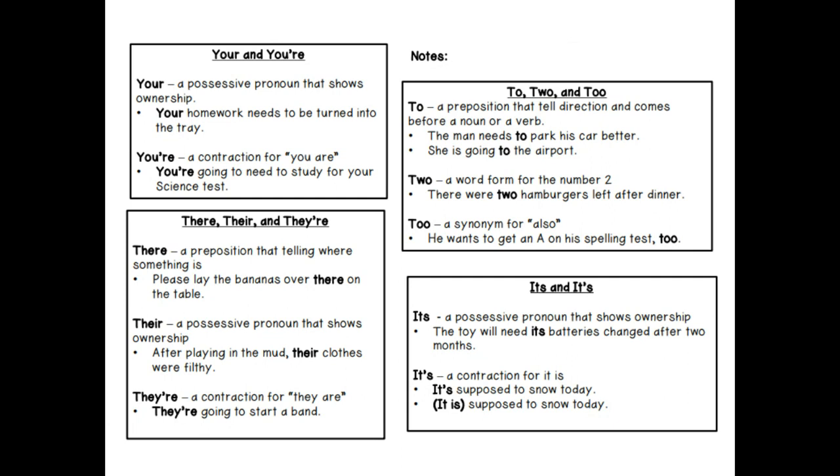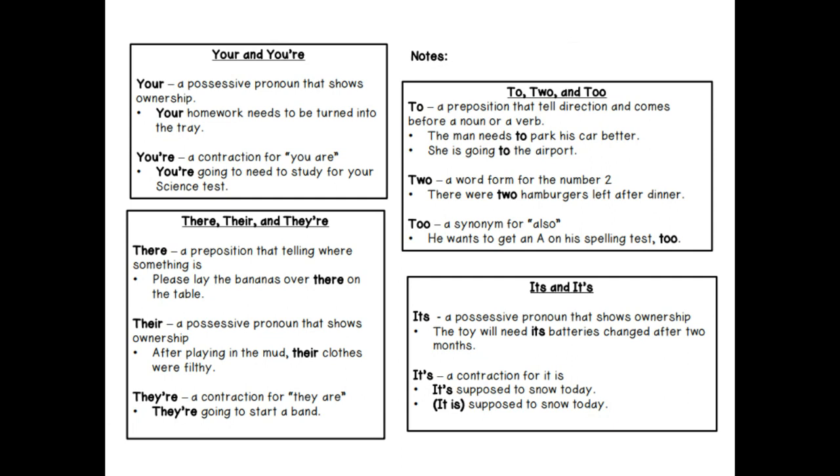The next one is the number word. You guys all know, right? TWO. So there were 2 hamburgers left after dinner. TOO is a synonym for also. All right, so he wants to get an A on his spelling test too. You can replace that TOO with also, and that would make perfect sense, right? He wants to get an A on his spelling test also.